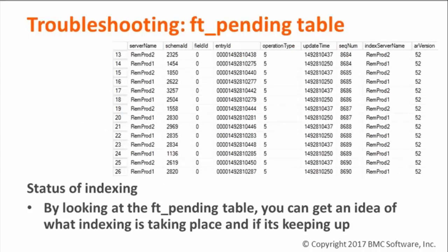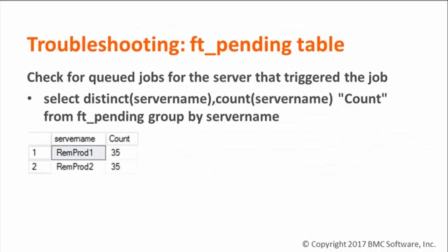You can use the FT pending table to do a certain amount of troubleshooting. You can get an idea of the status of the indexing by looking at the contents here. By looking at the table, you can get an idea of what indexing is taking place and if it's keeping up. If you had thousands or tens of thousands of rows in here, it might be difficult to understand what you're looking at. So I've included a couple of SQL statements here that might help.